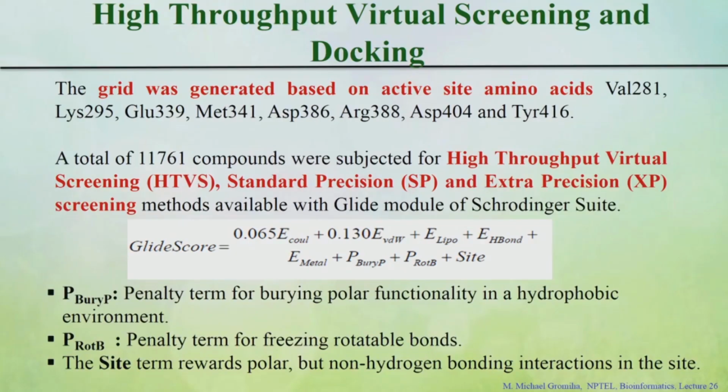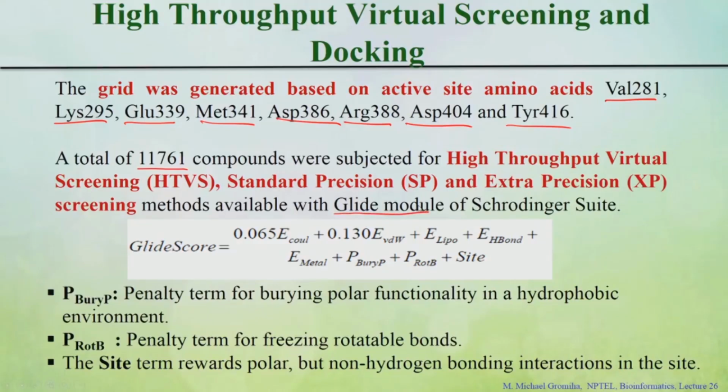If you know the protein, we know the active site, and there are several residues in the active site. For example, these are the main residues: valine 281, lysine 295, glutamine 339, 41, 86, ARG 88, aspartic acid 404, tyrosine 416. Now you can generate a grid around these active site amino acid residues, because the ligands potentially bind only that region. You can generate a grid and use all these 11,000 compounds to dock, a kind of virtual screening. In this case we can do high throughput virtual screening, or standard precision and extra precision, which are available in the Glide module in Schrodinger.